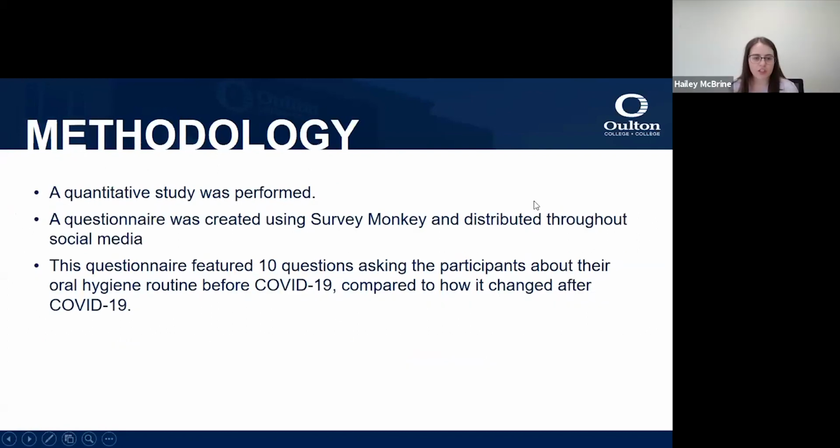So our methodology, we used a quantitative study. We made a questionnaire that was on SurveyMonkey, and it was distributed throughout social media. It featured 10 questions asking participants about their oral hygiene routine before COVID-19. And then we also asked questions compared to how it changed after COVID-19 and if they noticed any effects.